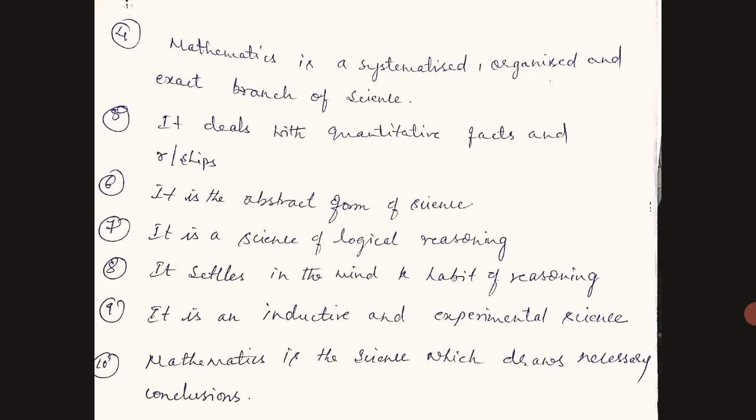Sometimes it is a science of logical reasoning. Later we will discuss logical reasoning in detail. It is a science of logical reasoning. Reasoning means that, based on certain facts and truths, we have to give proofs. That is nothing but reasoning out. So the mathematics subject has two types of reasoning: one is inductive reasoning, another is deductive reasoning.